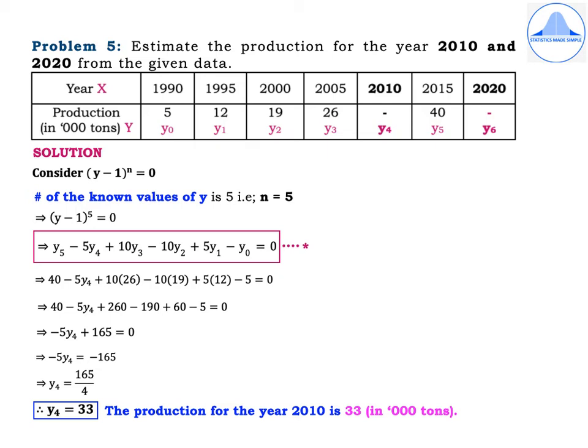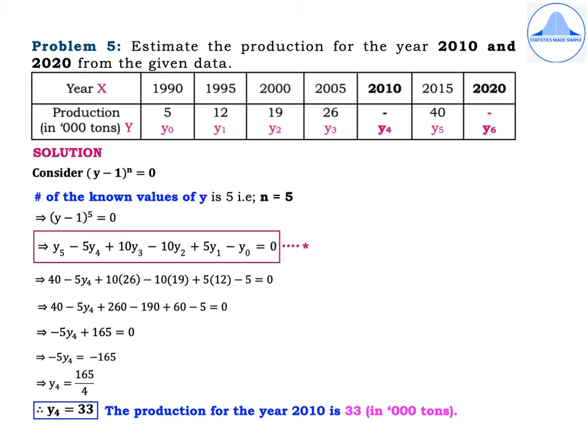Problem 5. Estimate the production for the year 2010 and 2020 from the given data. The years are 1990, 1995, 2000, 2005, 2010, 2015, 2020. Production in 1000 tons is 5, 12, 19, 26, the missing production blank, 40, and the next missing production, which is also a blank. Mark the year as X, production as Y, and also mark Y0, Y1, Y2, Y3, Y4, Y5, and Y6.